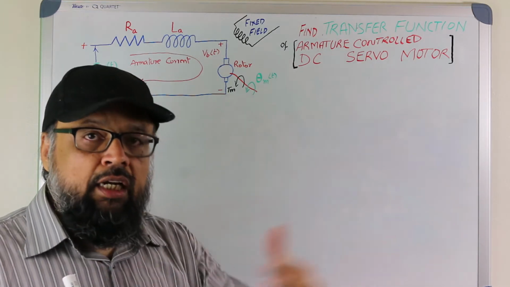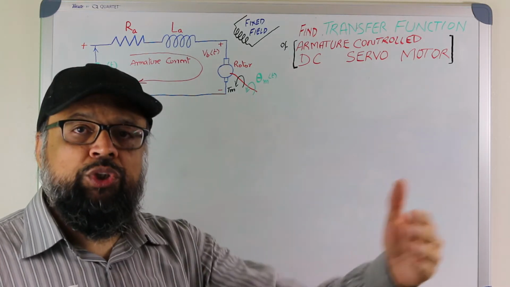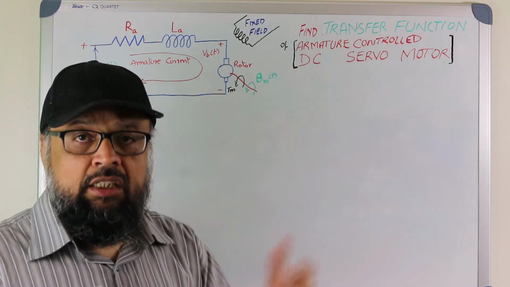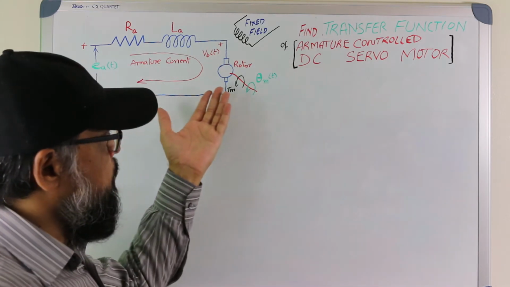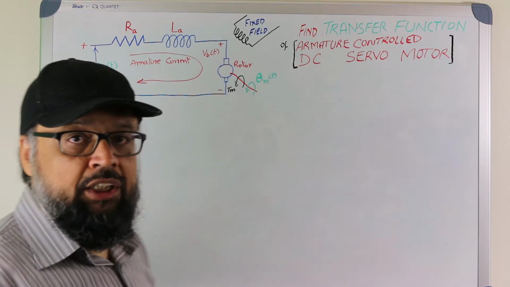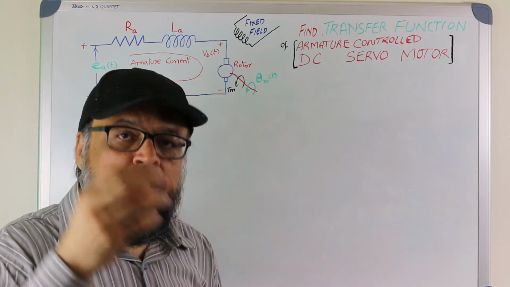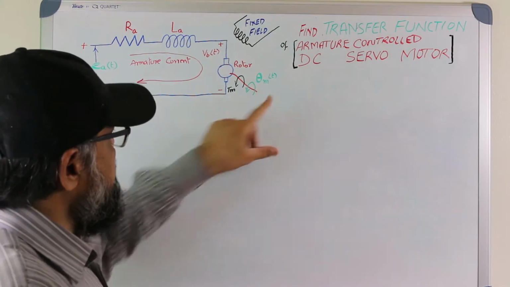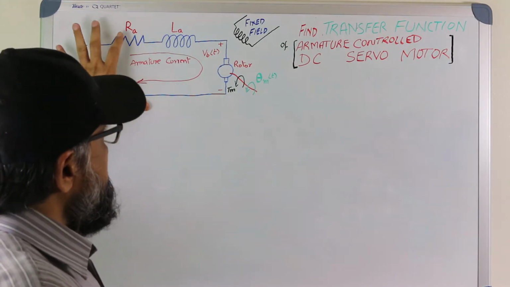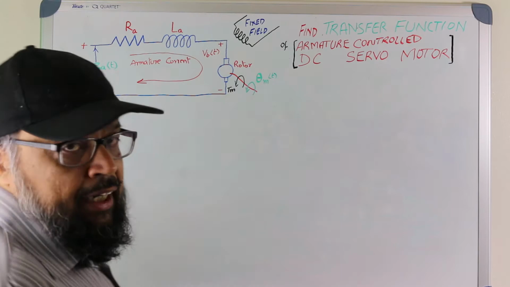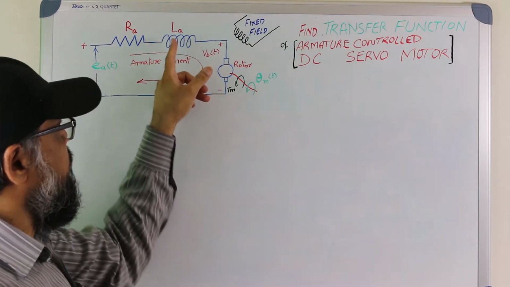Just like a linear or translational position is denoted by x, the distance, when we are talking about motors, we denote the position by theta. So when I say theta, it means position. When I say omega, it means velocity. So this is the position, and these are the internal resistance and the inductance. Normally this component is very small.